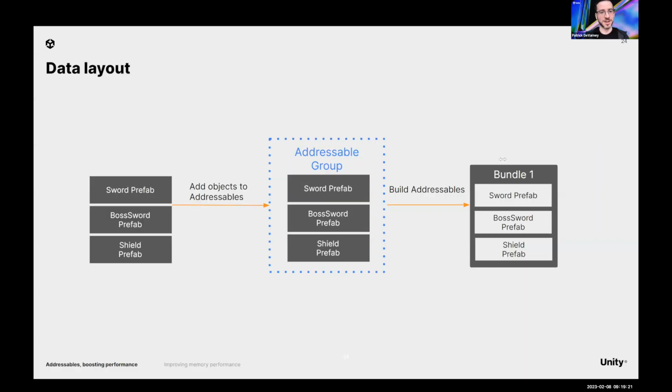Some visuals are probably going to help here. So we'll go back to the same sword and shield example. On the far left side, we have our 3 prefabs sitting inside of our project, along with a bunch of other assets. We'll then drag those 3 prefabs into an addressables group. Then when we build addressables, groups become bundles. And by default, one group will create one bundle. So we end up with, on the far right, one bundle that has our 3 assets inside of it.